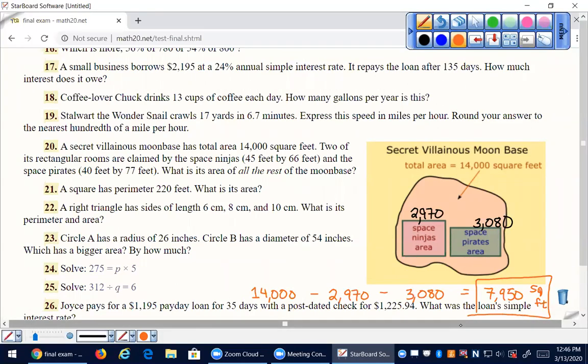Is that okay now? Just take them away. That shouldn't be too tricky. It's just area is length times width twice, and then get rid of it.